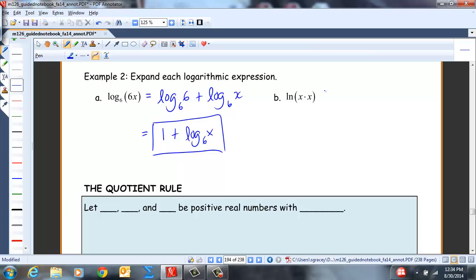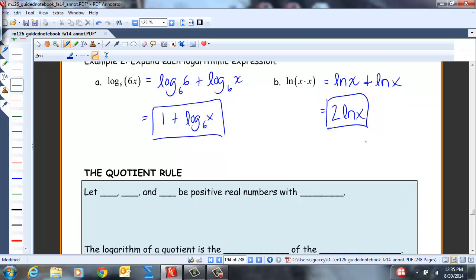Okay, so here, I'm going to show you where this power rule is going to be coming from soon. Do you see x times x is x squared? But if we look at it like this, this will be natural log of x plus natural log of x, which is how many natural log of x's? Awesome, 2.